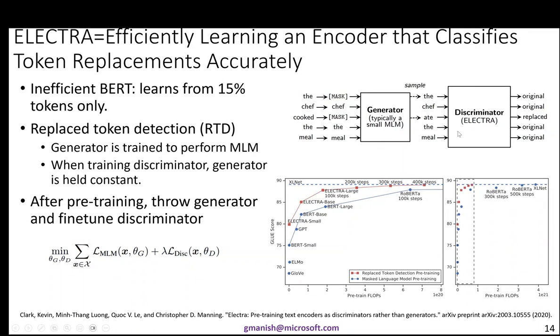And then for the discriminator part, the architecture is still BERT, but you do not train it for masked language modeling. You train it for replaced token detection, in the sense that this discriminator tries to figure out whether the token is original or was replaced when it was passed through the generator.